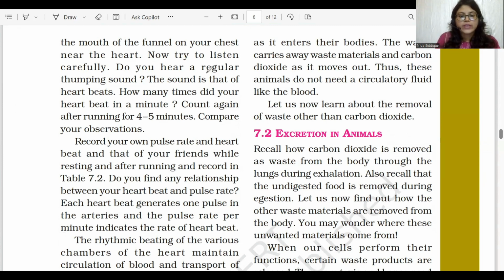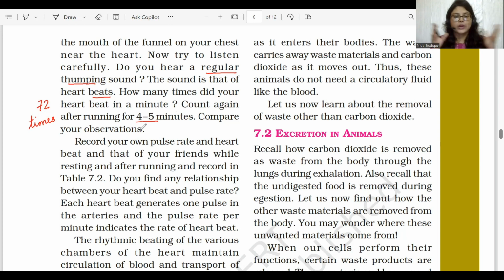Do you hear a regular thumping sound, a regular beating sound? So the sound is that of a heartbeat. Now, how many times does a heart beat in a minute? So it is usually 72 times when a person is at rest. So count again after running for 4 to 5 minutes. Now here, the heartbeat will increase.